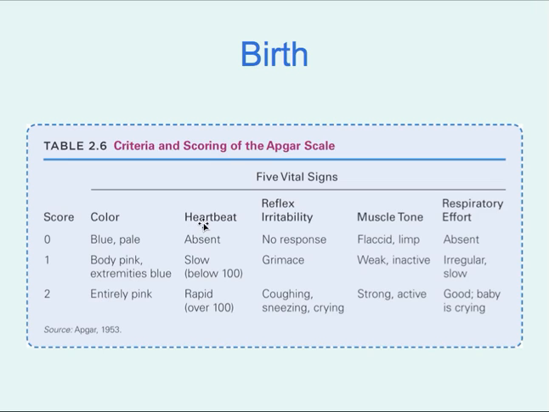Heartbeat, if it's absent, that's a score of 0. Slow, meaning below 100 beats per minute, is a score of 1, and rapid, over 100 beats per minute, is a score of 2. So you can see that, again, with reflex irritability, muscle tone, and respiratory effort, you can see what a score of 2, 1, and 0 would be for each of those.